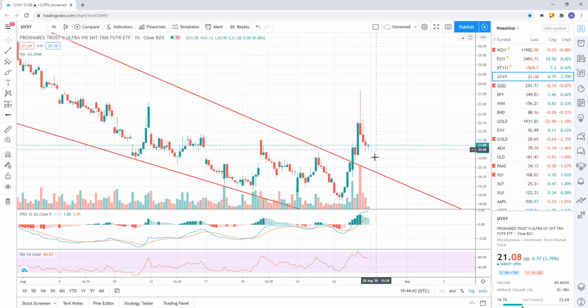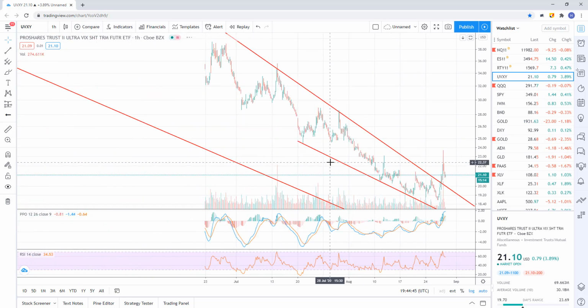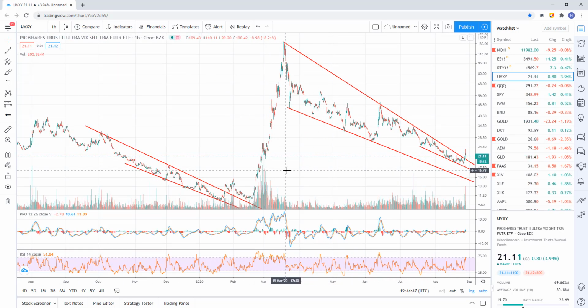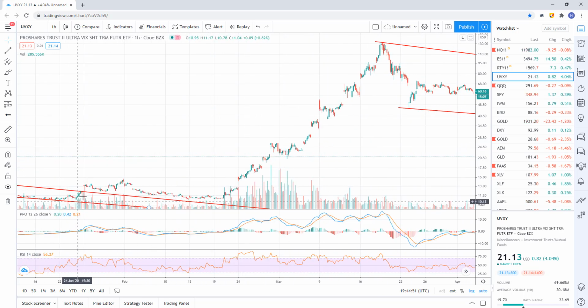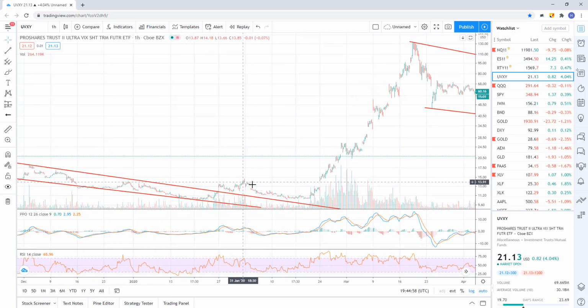So what I'm looking for is this looks very similar to what happened back here. If I zoom back into here, you can see a broadening wedge. We broke out, but then started to fade back down for a backtest, broke out, moved a little higher, faded back down, and then you got the big, huge move.